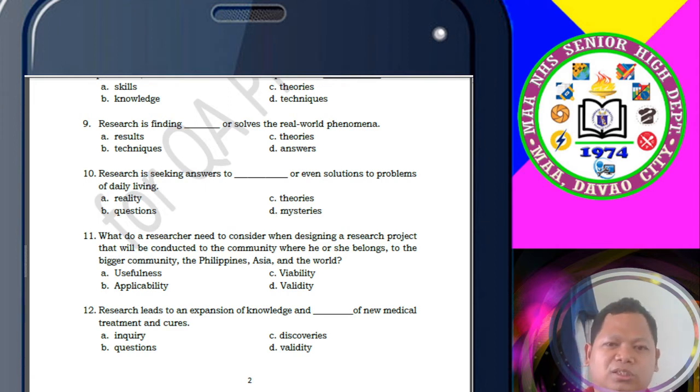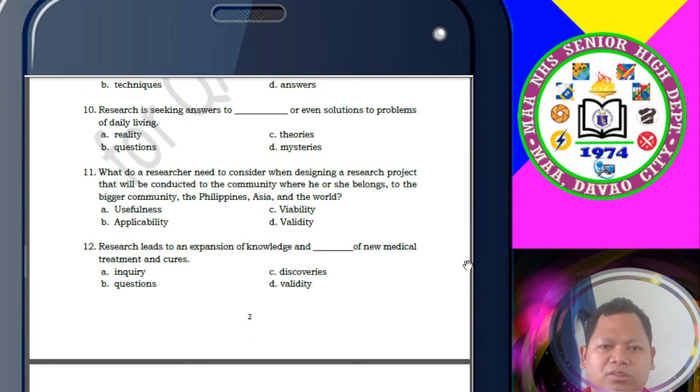So I hope you got the correct answers in most of the exercises. Let's go to number 11. What does a researcher need to consider when designing a research project that will be conducted to the community where he or she belongs, to the bigger community, the Philippines, Asia, and the world? A, usefulness. B, applicability. C, viability. D, validity. Correct. It's letter A, usefulness.